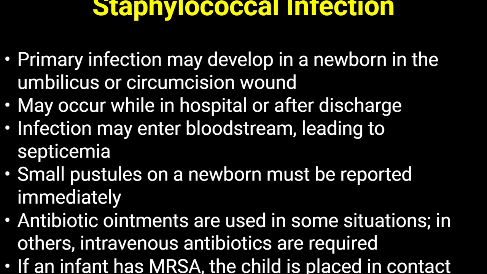Careful hand hygiene, proper umbilical cord care, appropriate circumcision care, and prompt recognition of early signs of infection are essential in preventing serious complications. For the NCLEX-PN, remember these key points. Staphylococcal infections commonly begin at the umbilical stump or circumcision site in newborns. Any pustules or signs of skin infection in a newborn should be reported immediately. Untreated infections can progress to sepsis. MRSA requires contact precautions in hospitalized patients. Meticulous hand hygiene is the most effective measure to prevent transmission.